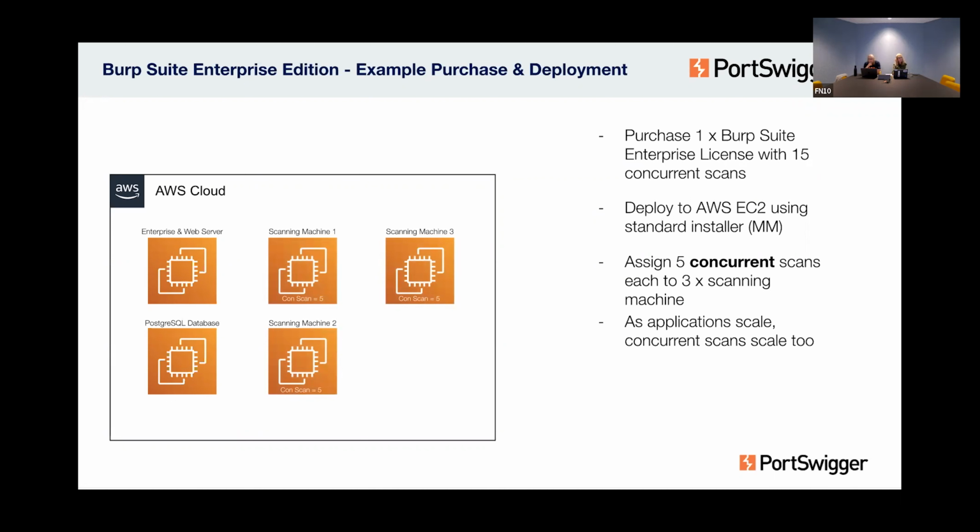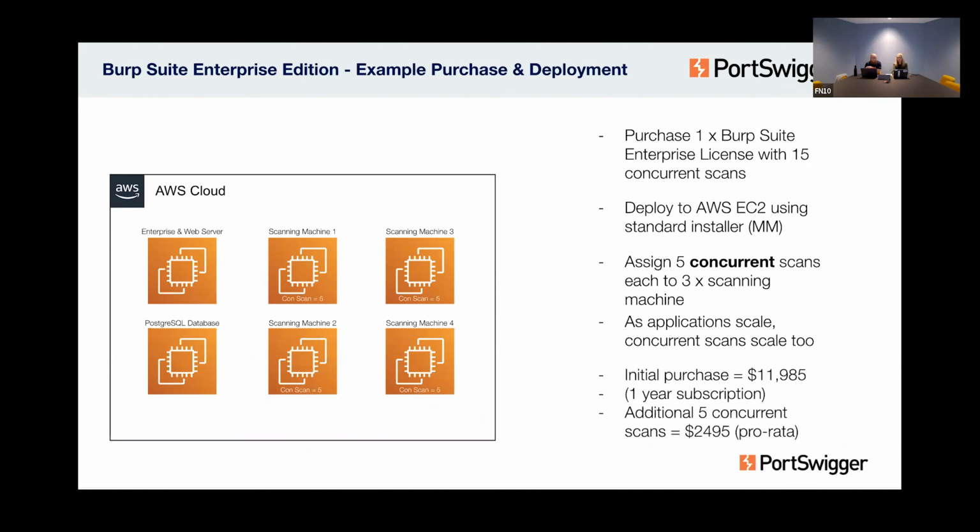So perhaps throughout that 12-month subscription in this example, our applications might scale in terms of our portfolio. We might need to run more scans. So that concurrency can scale with you too. At any point you can add additional scan concurrency. In this case, we've deployed another scanning machine and assigned an additional 5 concurrent scans to it. So from a purchase perspective, that initial purchase with the 15 will be $11,985 US across a 1-year subscription. And then at some point we've added those 5, which is going to be $2,495. That'll be prorated against the subscription as well. All nice and straightforward.